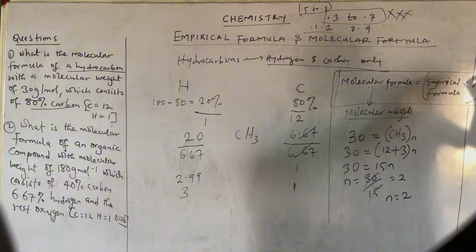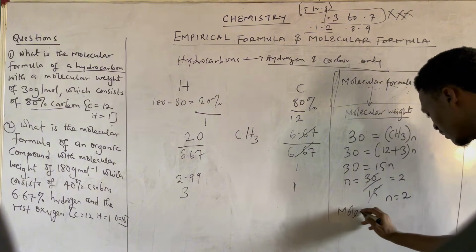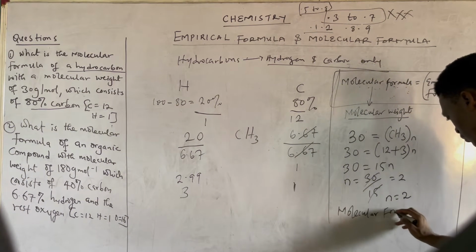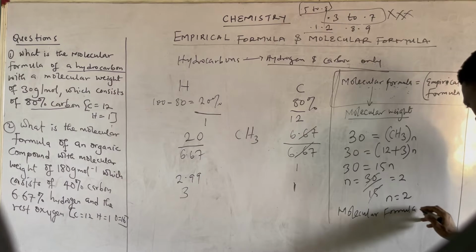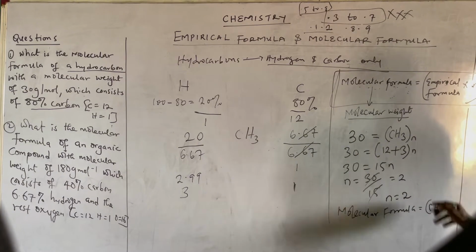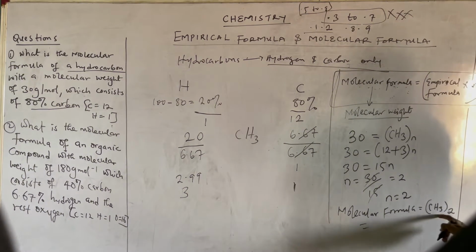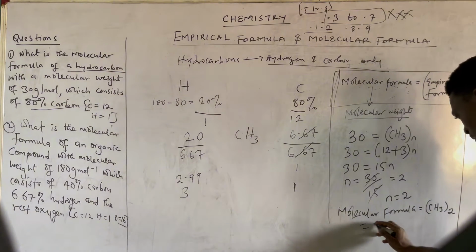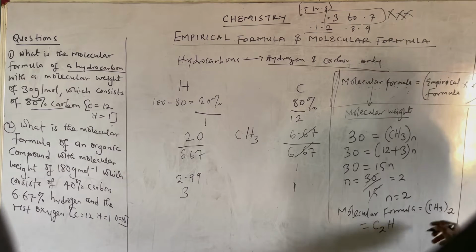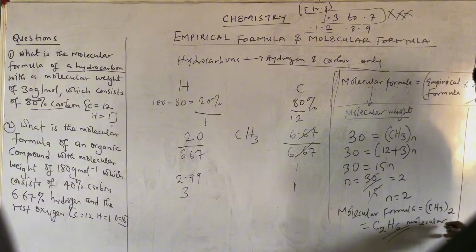So we can just bring it out and say that the molecular formula is equal to the empirical formula, which happens to be CH3, then what's our n? Instead of putting n here, we now know the n to be 2. So when we do that, this 2 is going to affect everything there. So it becomes C2H, then 3 times 2 is 6. So this is known to be our molecular formula. Alright? So that is our molecular formula.